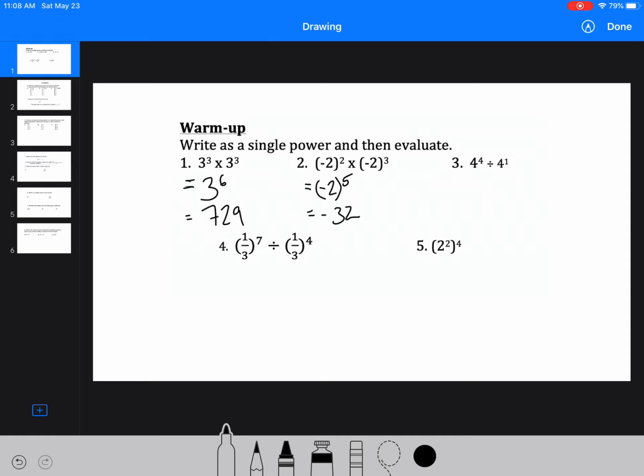Now division means we subtract if we have common bases. So here we've got 4 minus 1, so we write our common base, we get a 3, and that's going to be 64.